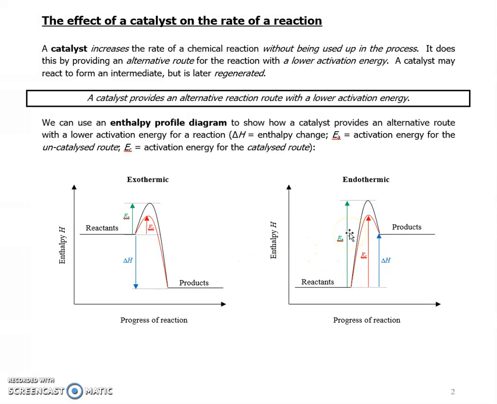Similarly, for the endothermic reaction, the activation energy for the uncatalyzed reaction is shown with this green arrow here, and the activation energy for the catalyzed reaction is shown with the red arrow here. We can see that even though the activation energy is still high, it is smaller than that for the uncatalyzed reaction. Again, the enthalpy change is the same for this reaction.